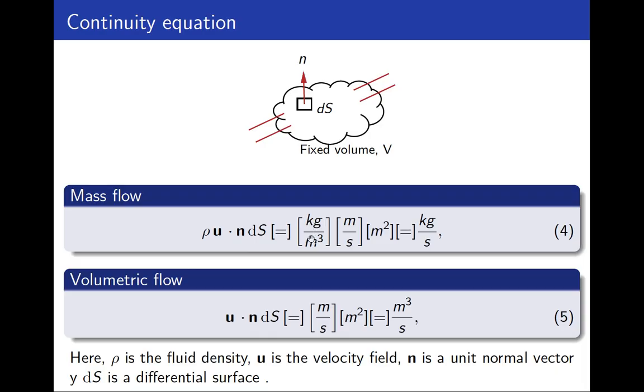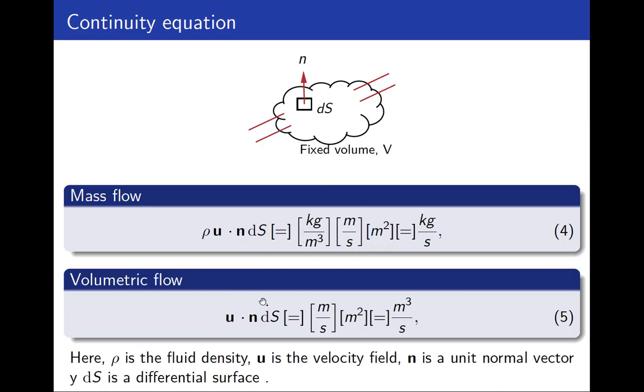We get the following dimensions. As I said before, the density has these units, the velocity normally has units of meters over second, or it can be feet over second, depending on the unit system that you are using. And then the normal vector doesn't have units, but the differential surface has units of area, which is square meters. And if you multiply these units, you will get kilograms per second. So this quantity tells us the flow of mass that is crossing this control volume.